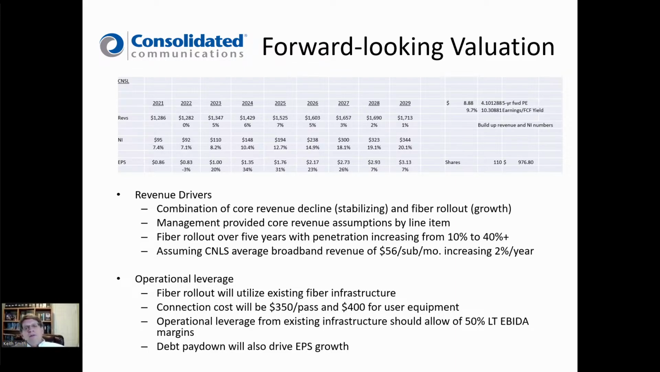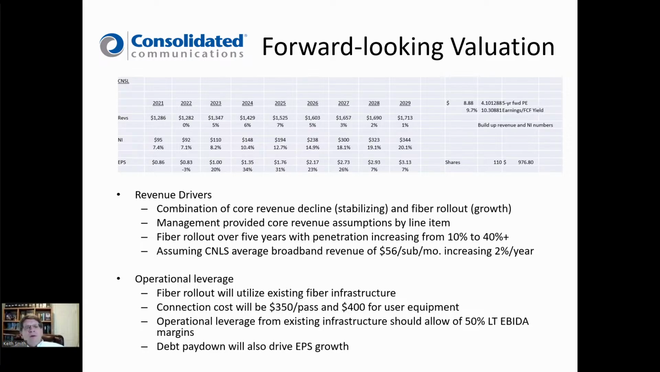The fiber rollout, again, penetration rate over 5 years, from 10% the first year to 40% in the last year. And we're assuming broadband revenue of roughly $56 to $60 a month, and then increasing 2%. That may be light. If the cost of adding new customers isn't that high, and the demand goes up, once they get in there, it should be a decent business.